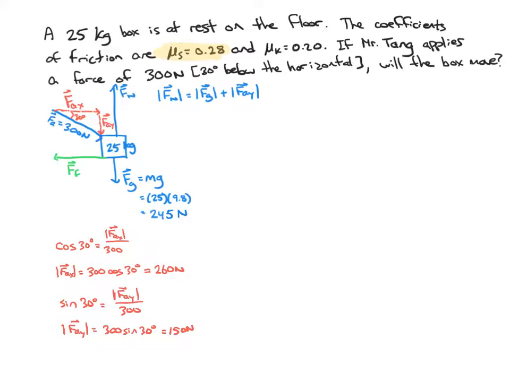And you know what? That allows me to get the normal force. Okay, looking back all the way to the top here, my normal force has to equal the force of gravity plus the y component of applied. So I have those two numbers now, 245 plus 150, giving me a normal force of 395 newtons.